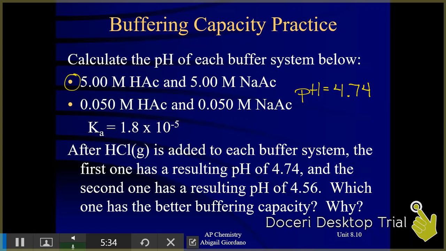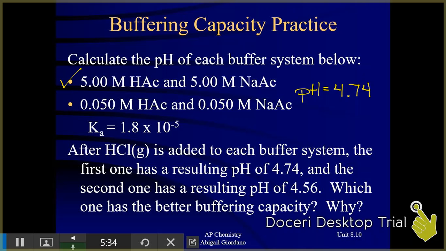But it says the second buffer system, this one, after adding that HCl, now has a pH of 4.56. So adding that strong acid has caused the pH to drop a little bit. Which one has the better buffering capacity? Well, hopefully you agree. It's definitely the first one. The first buffer can take more abuse, if you think of it that way.